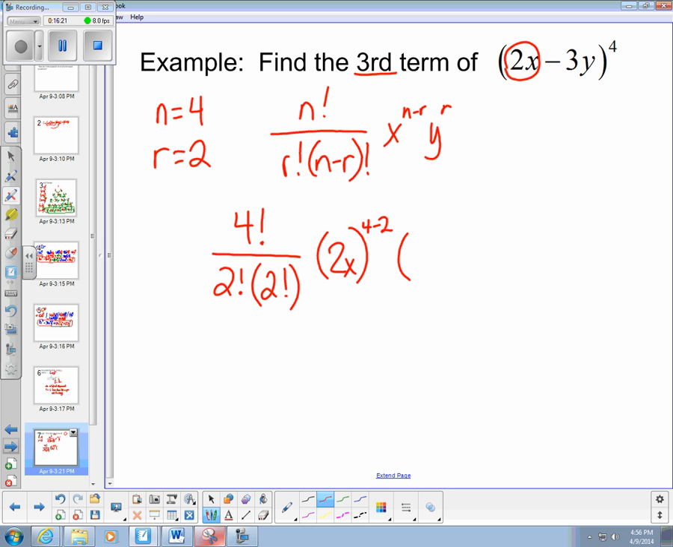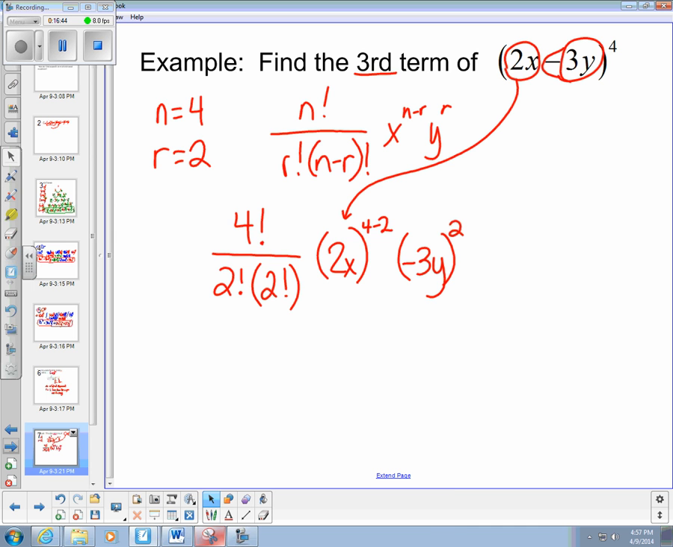And then our y, again, is not really y. It's the second term. So it's going to be negative 3y. And then that's to the r, so to the second. And notice I did include the negative with that second term. To get your signs right, you're going to need to include the negative. Okay, so let's work this out.